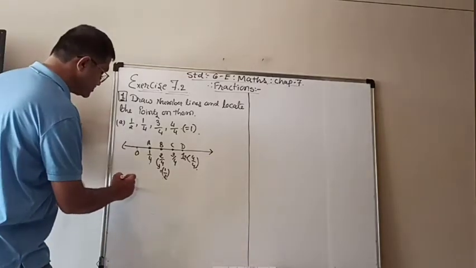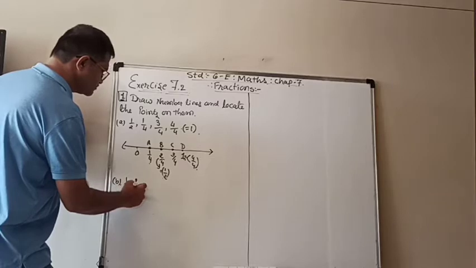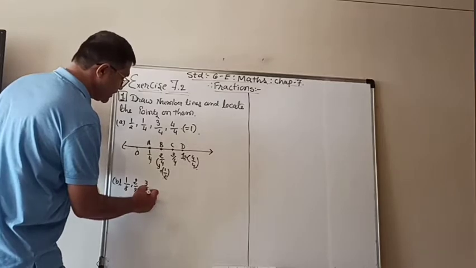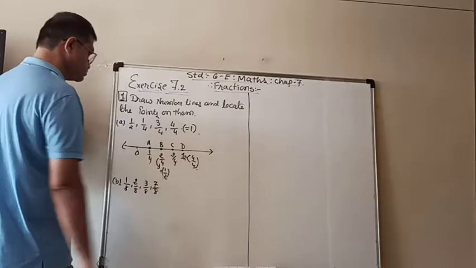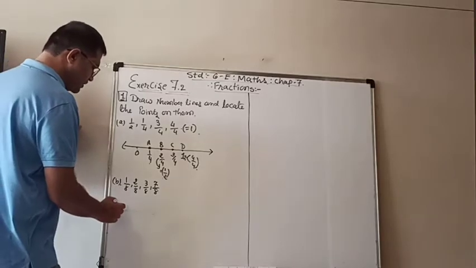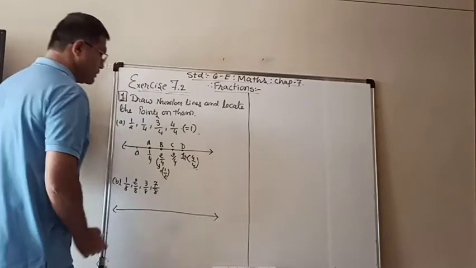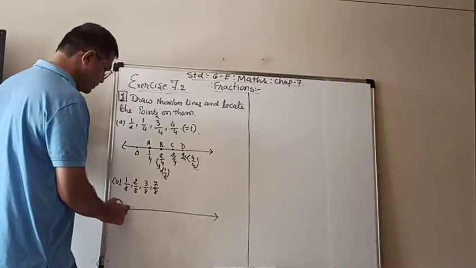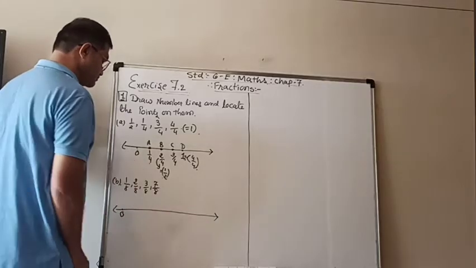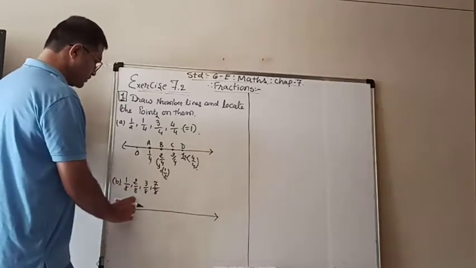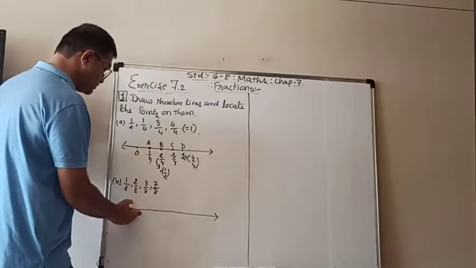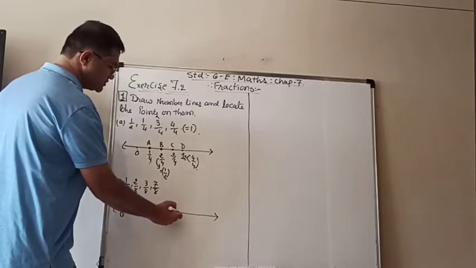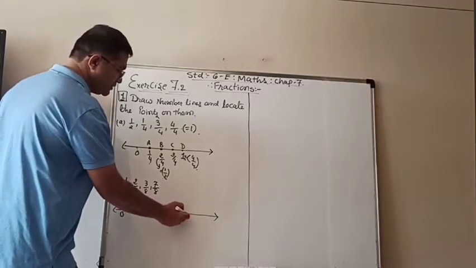The second set is 1 upon 8, 2 upon 8, 3 upon 8 and 7 upon 8. So it means that we have to make 8 equal parts between 0 and 1. So now you can locate 0 here, and at equal distance make 8 parts. You can take 2 centimeter or 3 centimeter. 1, 2, 3, 4, 5, 6, 7 points, and the 8th point will be the number 1.